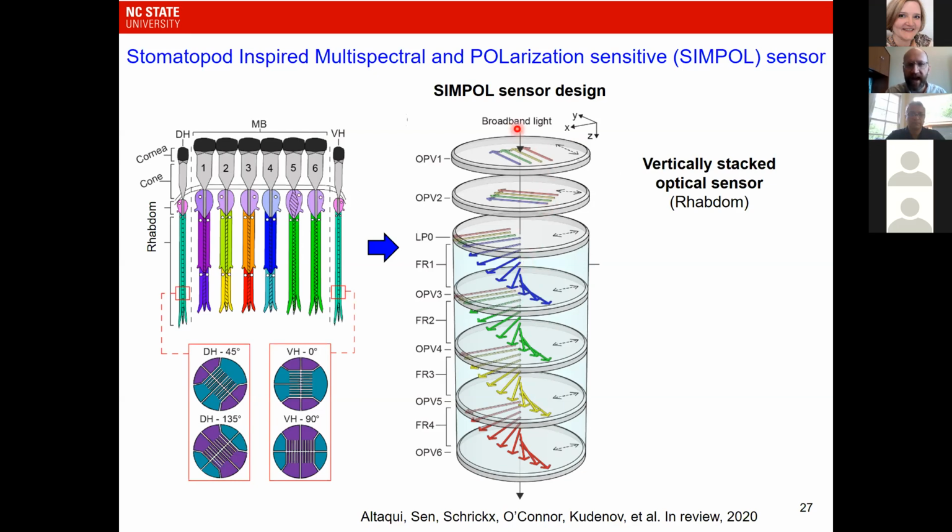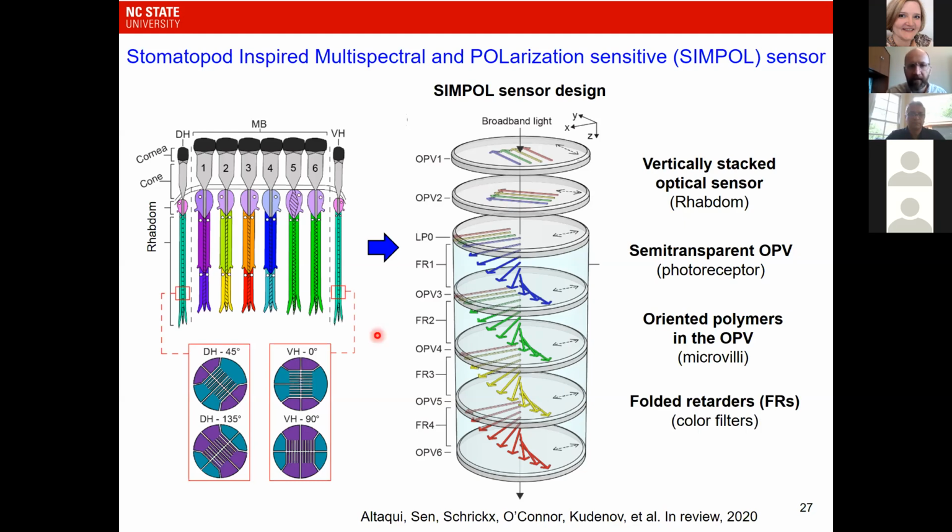We have this vertical stacked optical sensor that's like one of these rhabdoms here. And on top of that, we have these semi-transparent photovoltaic cells that collect some of the light and then let other light through to be transmitted further down the stack. We orient the polymer semiconductor within this organic photovoltaic cell, and that results in polarization sensitivity, which I'll get to in a second. And that's like the microvilli, these oriented anisotropic materials within the eye of the shrimp.